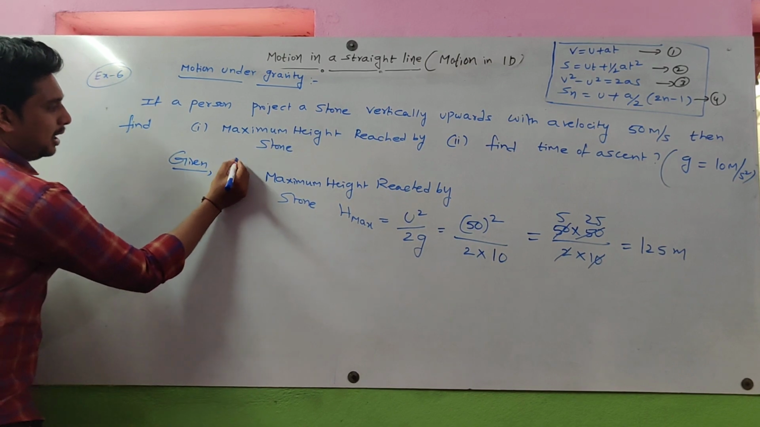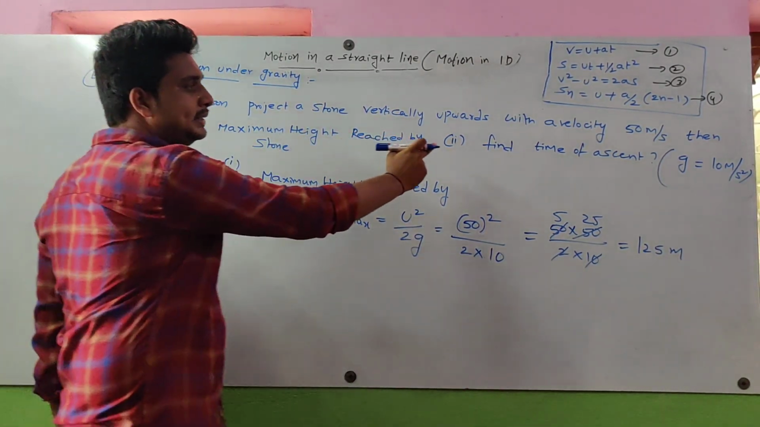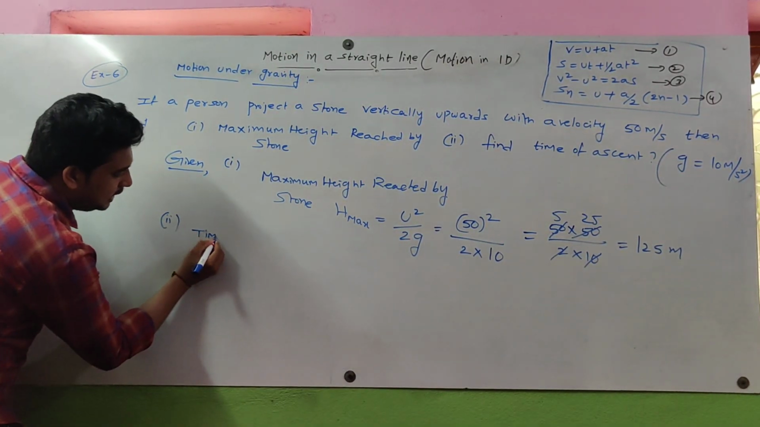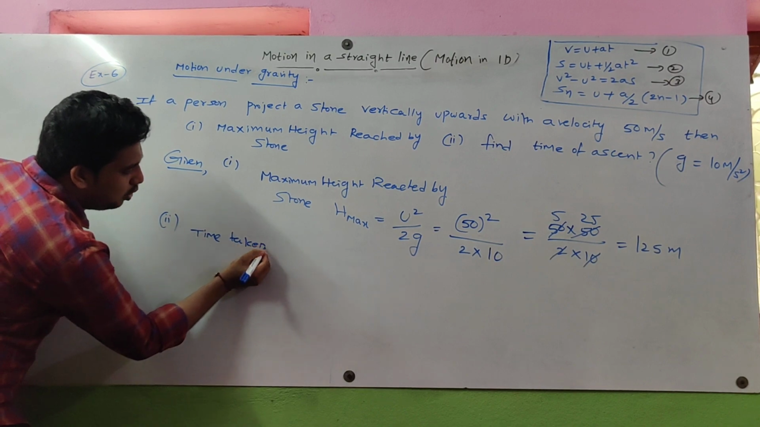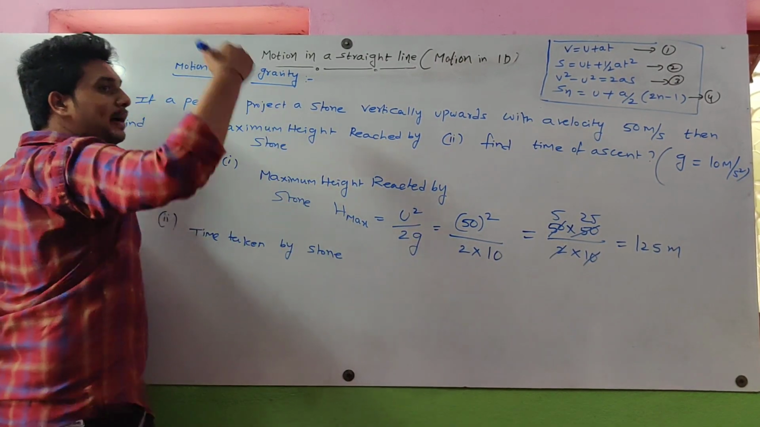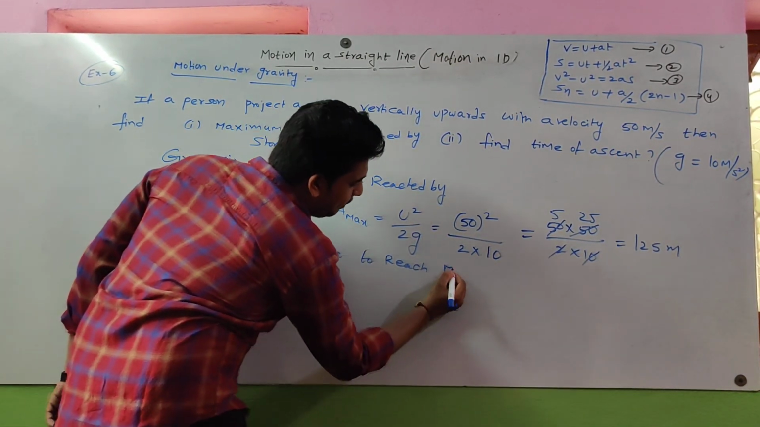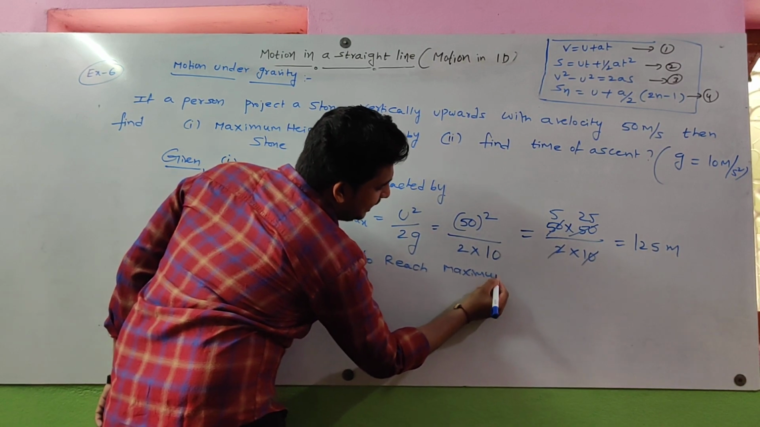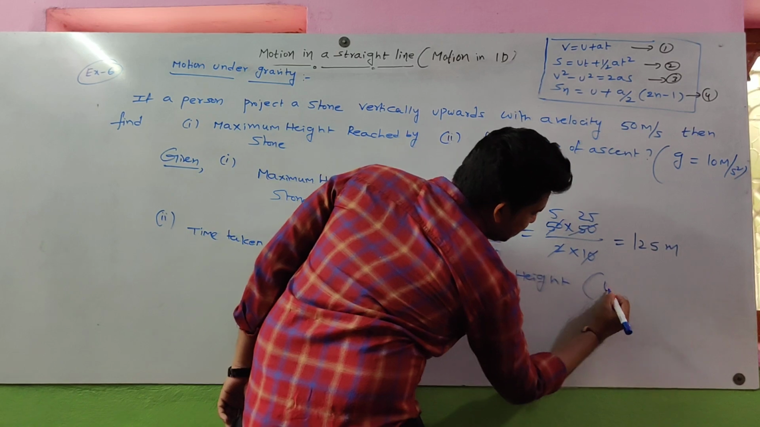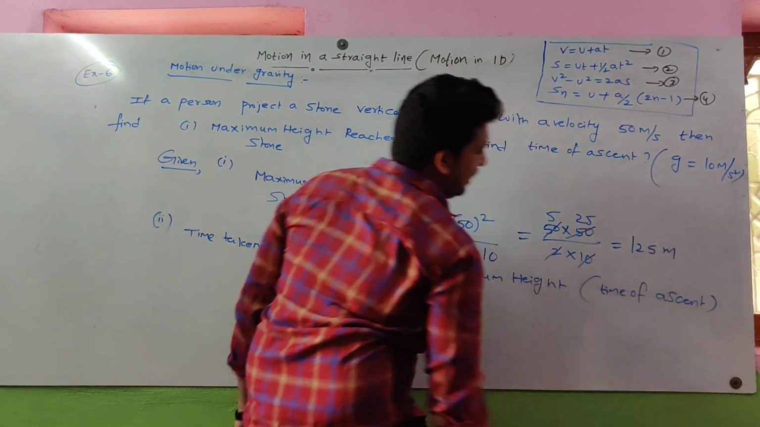Next, this is the part 1 solution. So part 2. What is part 2 here? Find the time of ascent. Time of ascent means the time taken by the stone to reach maximum height. To reach maximum height is called time of ascent.